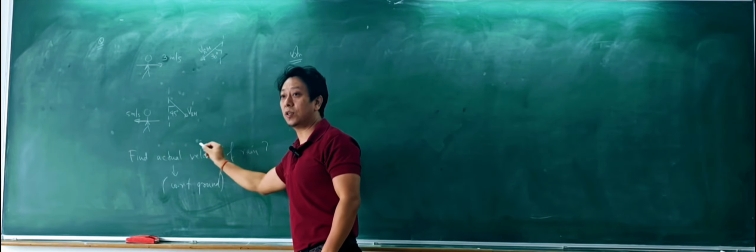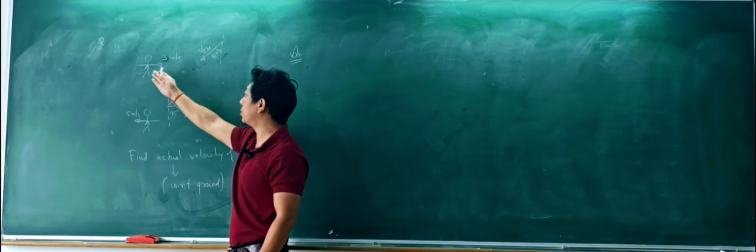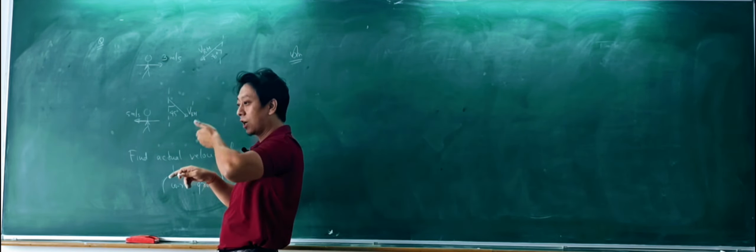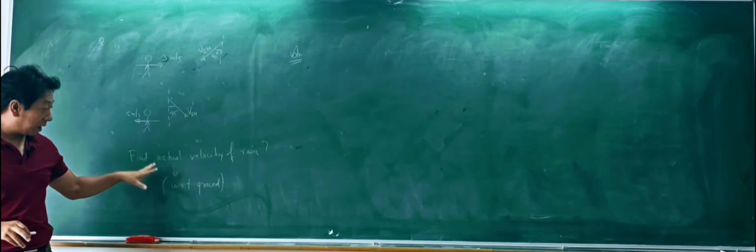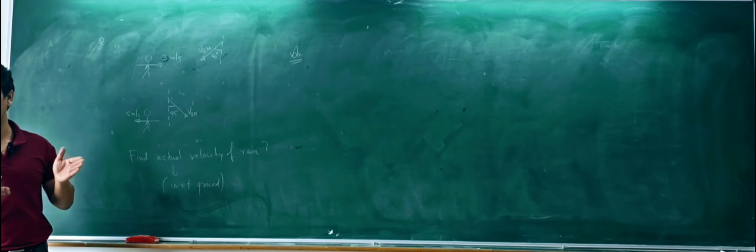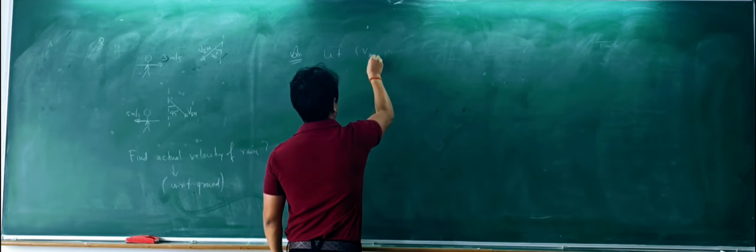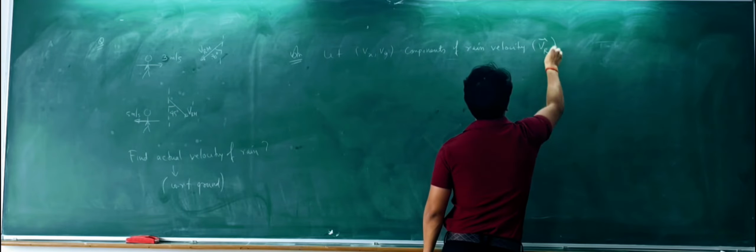Now how to do this problem? Whenever they ask for the actual velocity of rain, it doesn't depend on whether this person is going here or going there. Where he will see the rain coming will be affected by his velocity with respect to the ground. But the rain's actual velocity from the ground frame doesn't depend on what the man is doing. Therefore, the first thing we will do is let Vx, Vy be the components of rain velocity.